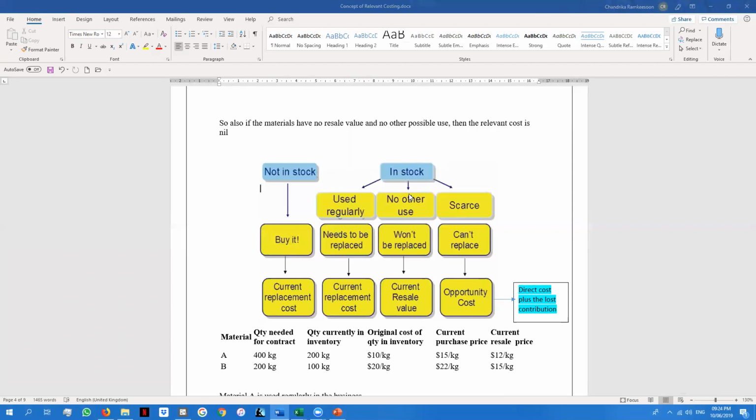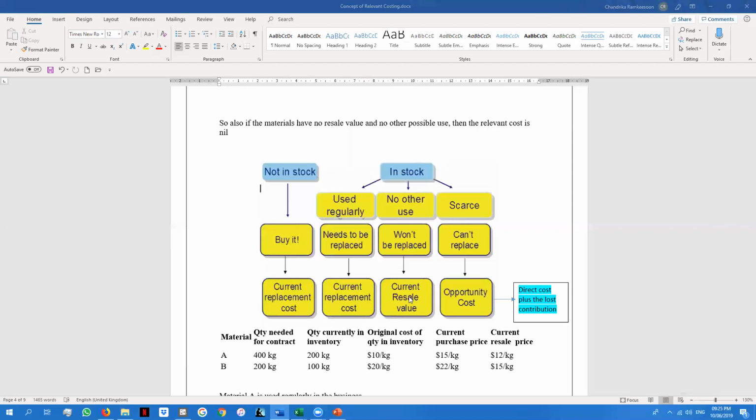So now the description is the job needs 500 kilograms of material. The material is sitting in the stores department, and the examiner may phrase it like this: the materials represent materials left over from a previous job undertaken, and the materials are not used in the current production. The material can only be sold for scrap at $2 a kilogram, and that is what you will use as the relevant cost then, the current resale value.